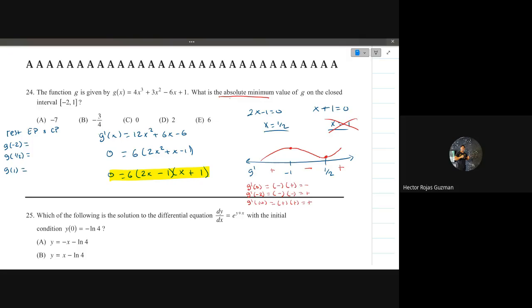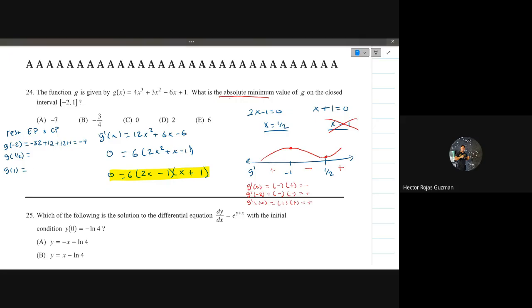So if I do g of -2, let's try to do this mentally. 4 times -8 is -32. 3 times 4 is 12, plus 12, plus 1 equals 24, 25, -7. I'm going to skip the 1/2 for now.